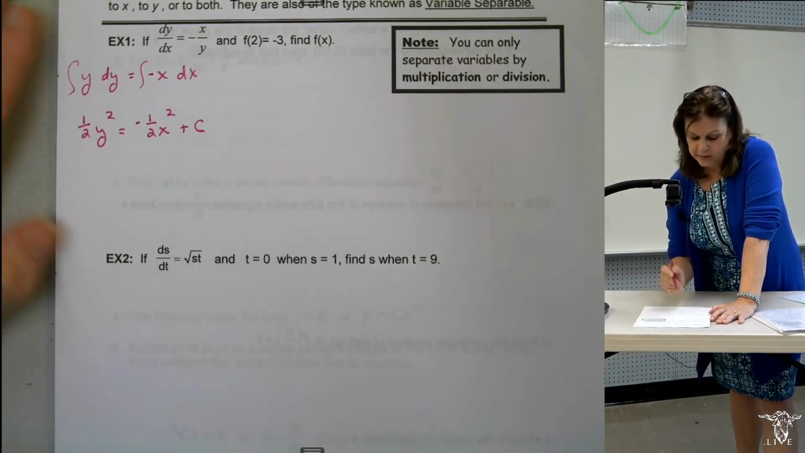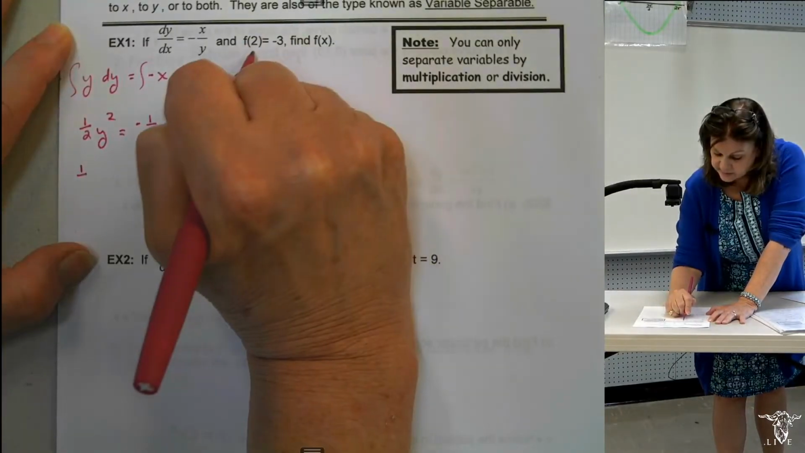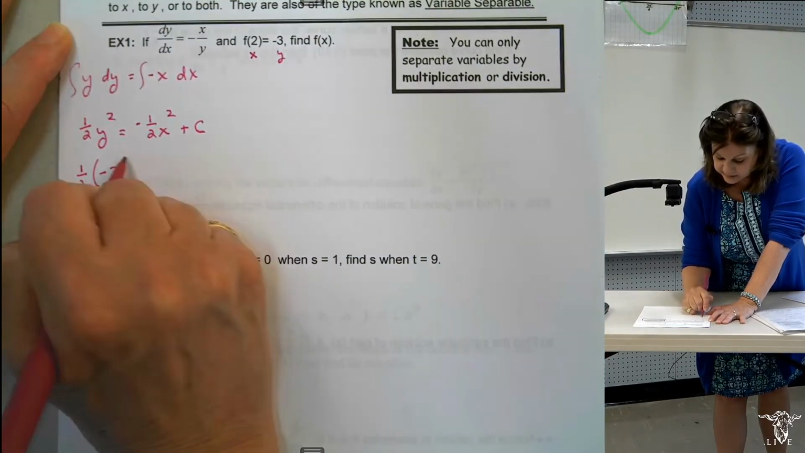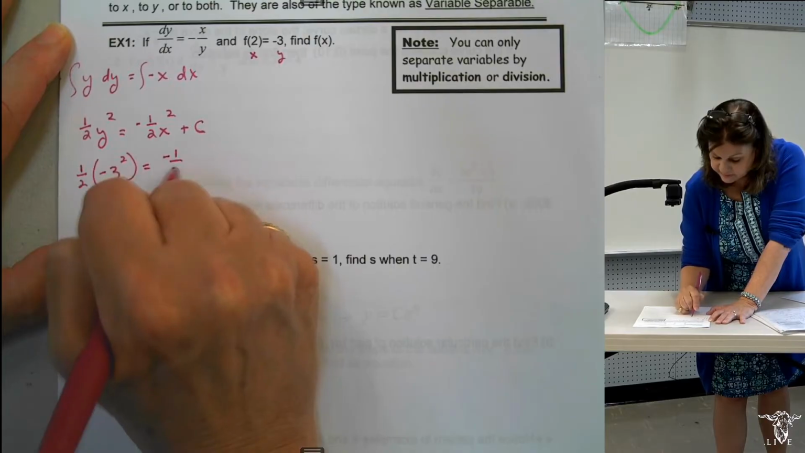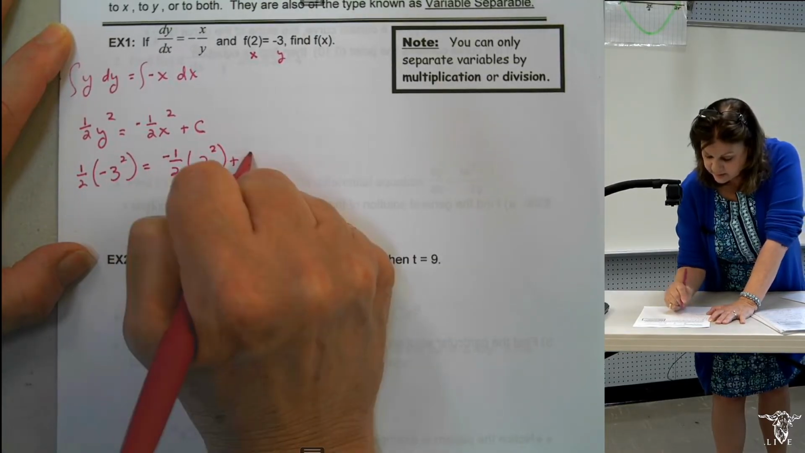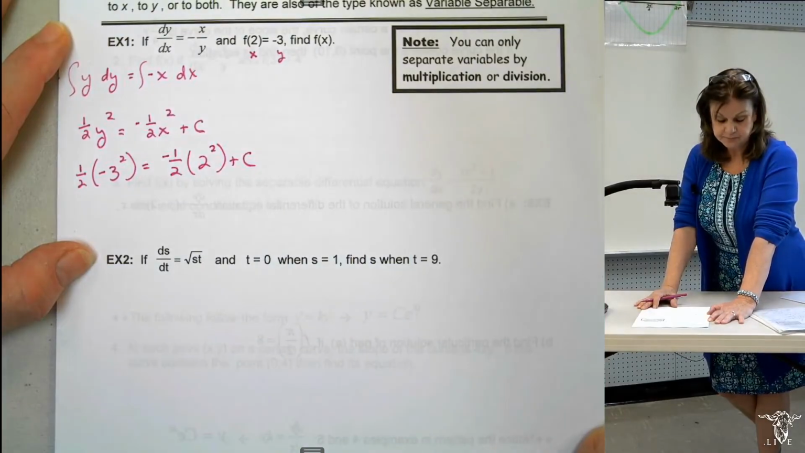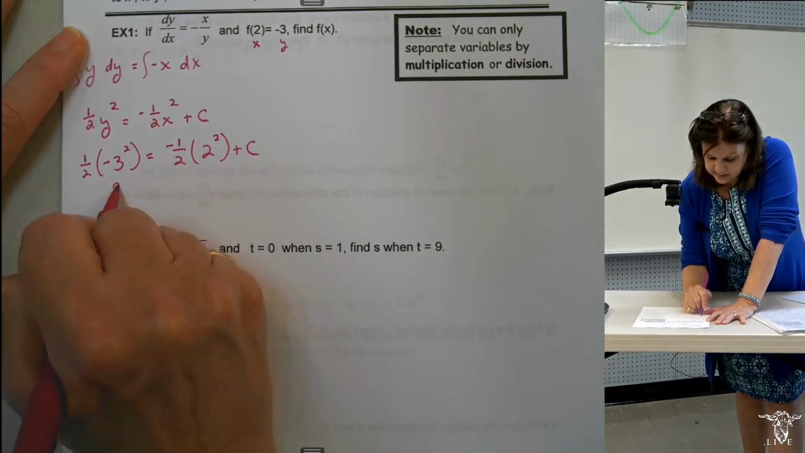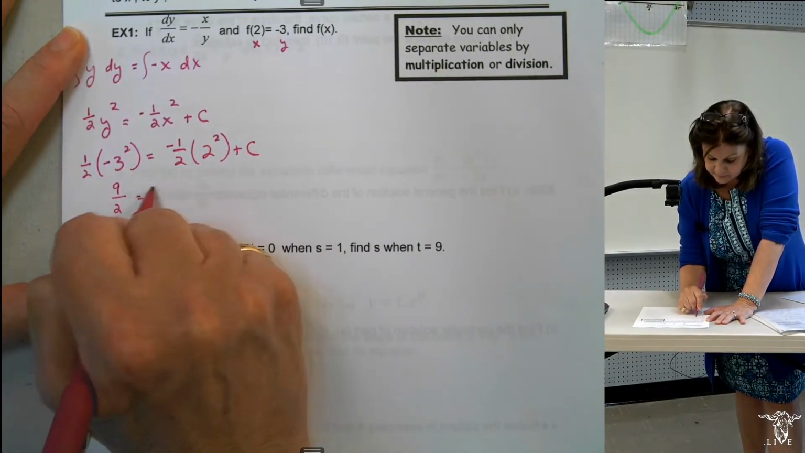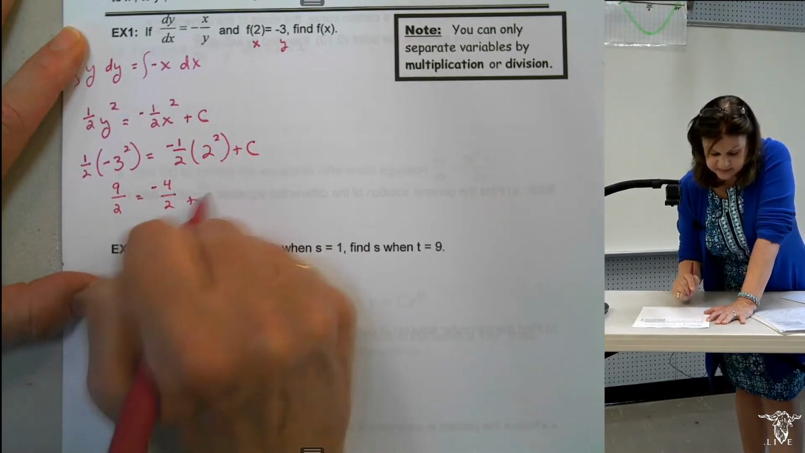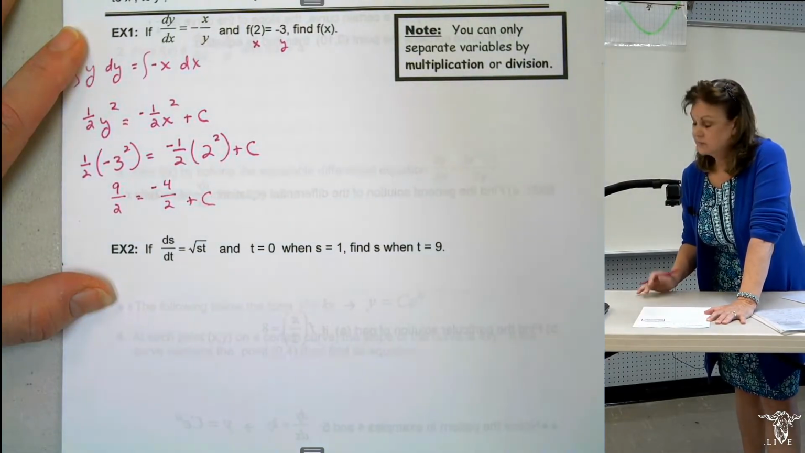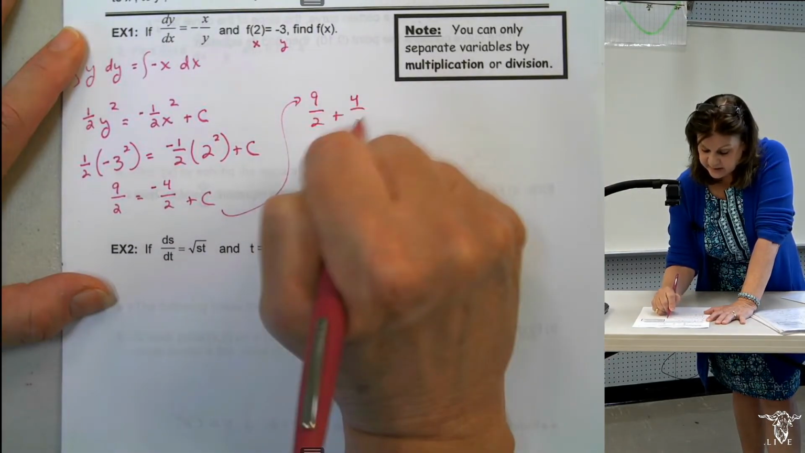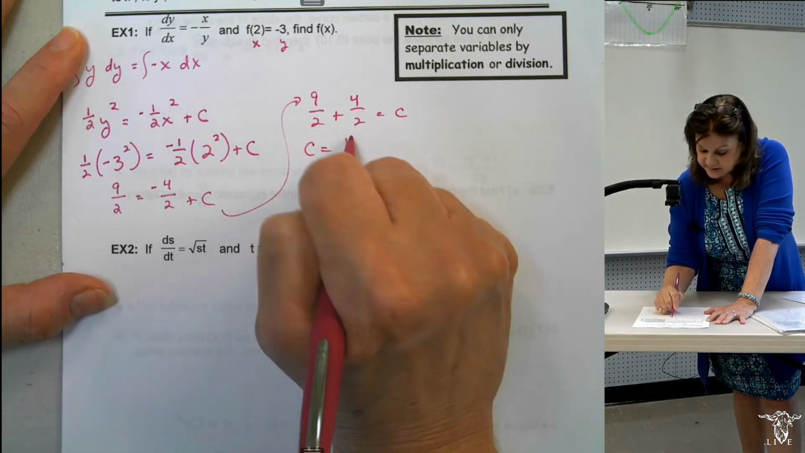Okay. We have separated. Remember, this is your x, that's your y. So I've got 1/2 negative 3 squared, negative 1/2 2 squared, plus c. All right, so we end up with 9/2, negative 4/2, plus c. I'm going to move the 4/2 to the other side. 9/2 plus 4/2 is c. c is 13/2.